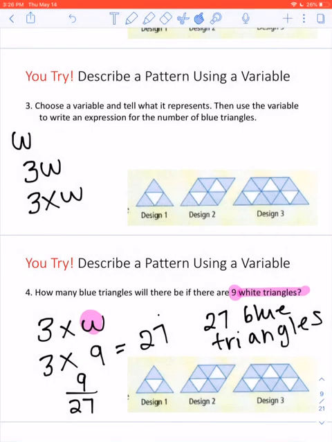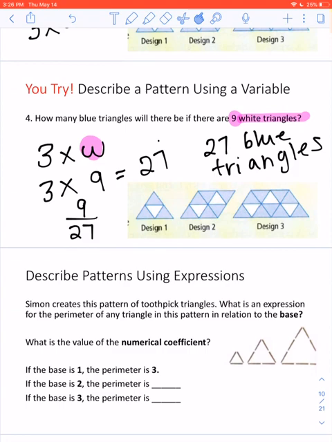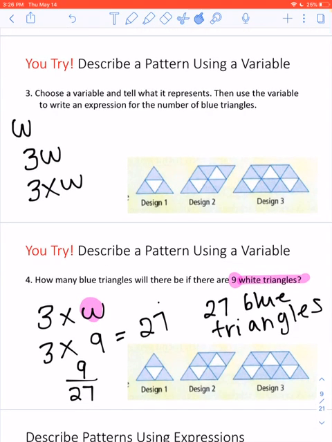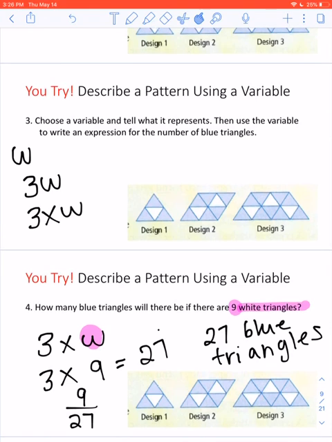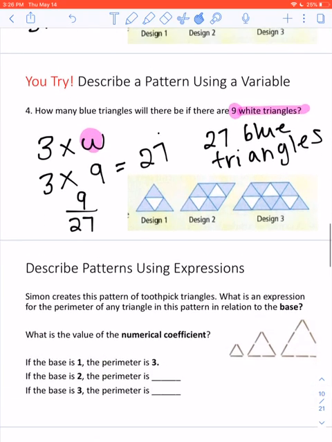All right, so that was the first section. If you're still confused, go back and rewatch the lesson, and for sure message me with any questions if you're having trouble. All right, so we're going to go on to the next part, describing patterns using expressions.